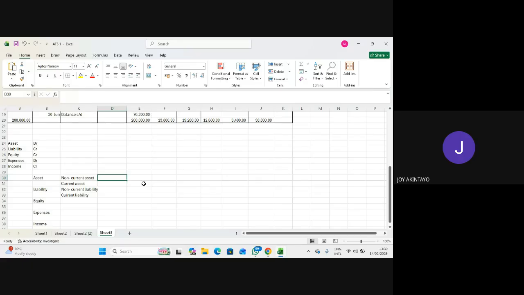We also have prepaid expenses. That is, there are expenses you've paid for, but you are yet to enjoy the service. You are yet to enjoy the benefit, and the benefit will be utilized in the next period. Are we together?